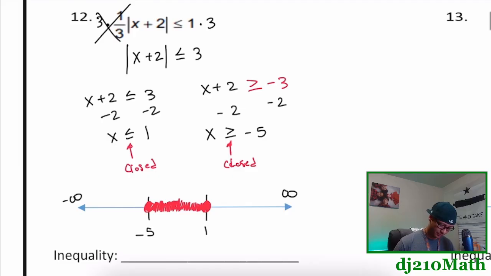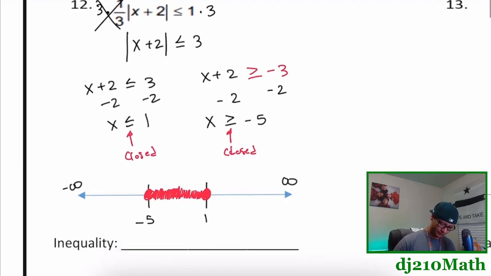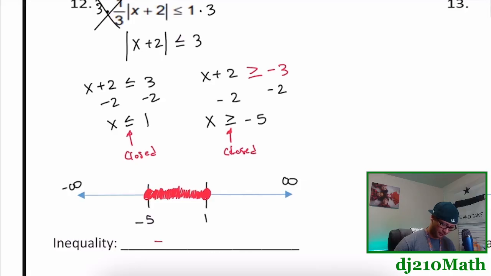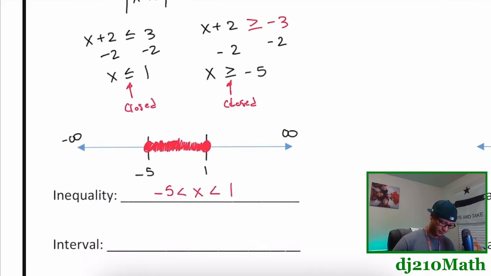All right, for the inequality, this is going to be -5 less than x less than 1. Interval, just the same. -5, comma 1. And because it's closed circles, they get brackets. Right? We use brackets when it's closed circles.